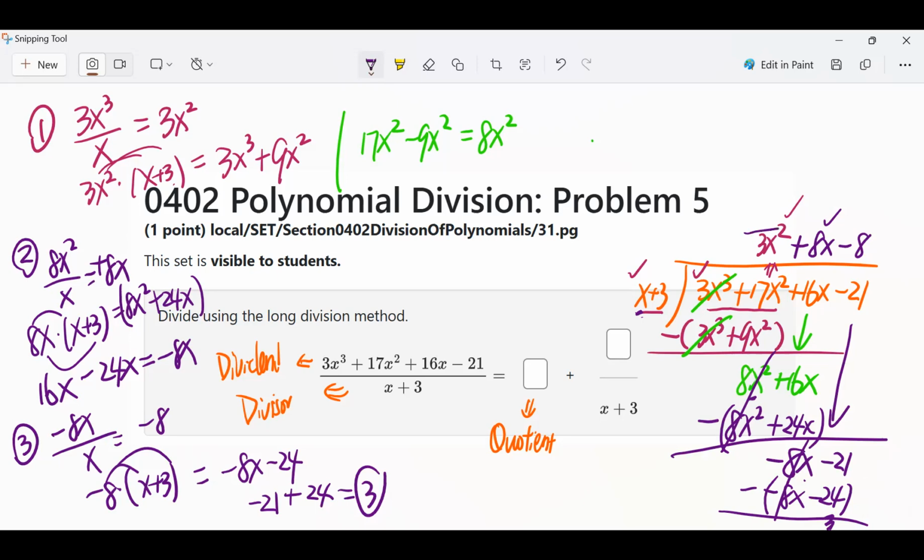All right, so this is the quotient. That's the remainder, right? Quotient. Remainder is 3. So you're gonna put it as 3x squared, adding ax minus 8. 3 goes here. All right. Any question about this? No. No. Okay, very good.